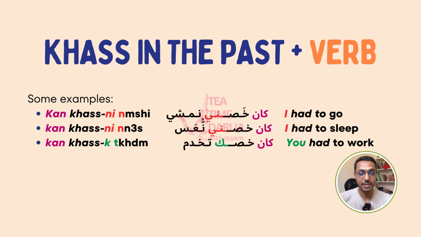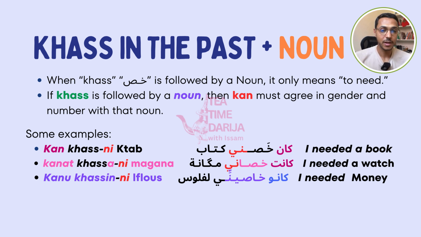So خاصك تخدم means you have to work. But if I want to say this in the past, like you had to work, I need can before. So I say كان خاصك تخدم. Okay. Now let's see خاص in the past when it's followed by a noun. We said that when it is followed by a noun, then can must agree in gender and number with that noun. Okay. For example, كان خاصني كتاب. I needed a book.